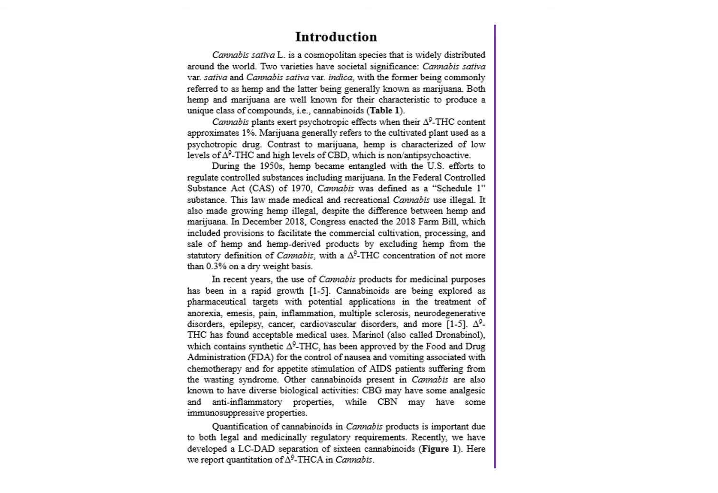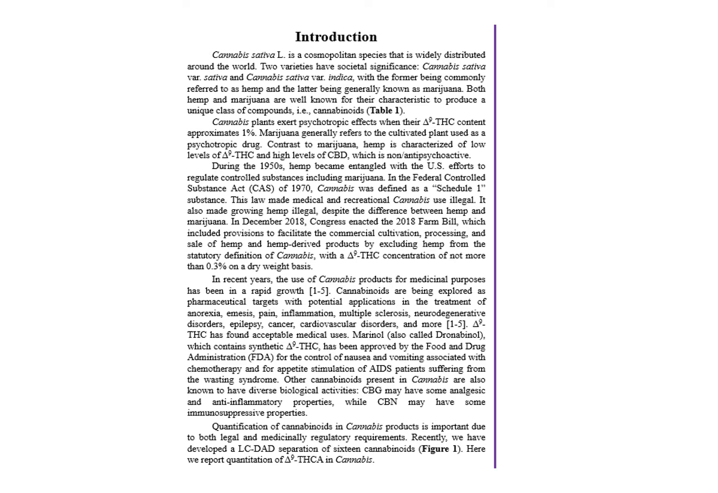So breaking it down, starting with the introduction. Cannabis sativa L is a cosmopolitan species that is widely distributed around the world. It's denoted by Cannabis sativa variation sativa and Cannabis sativa variation indica, which are commonly referred to as hemp and marijuana. Cannabis plants exert psychotropic effects when their delta-9 THC content approximates 1%. This is very common in marijuana, especially since it's more used as a psychotropic drug.